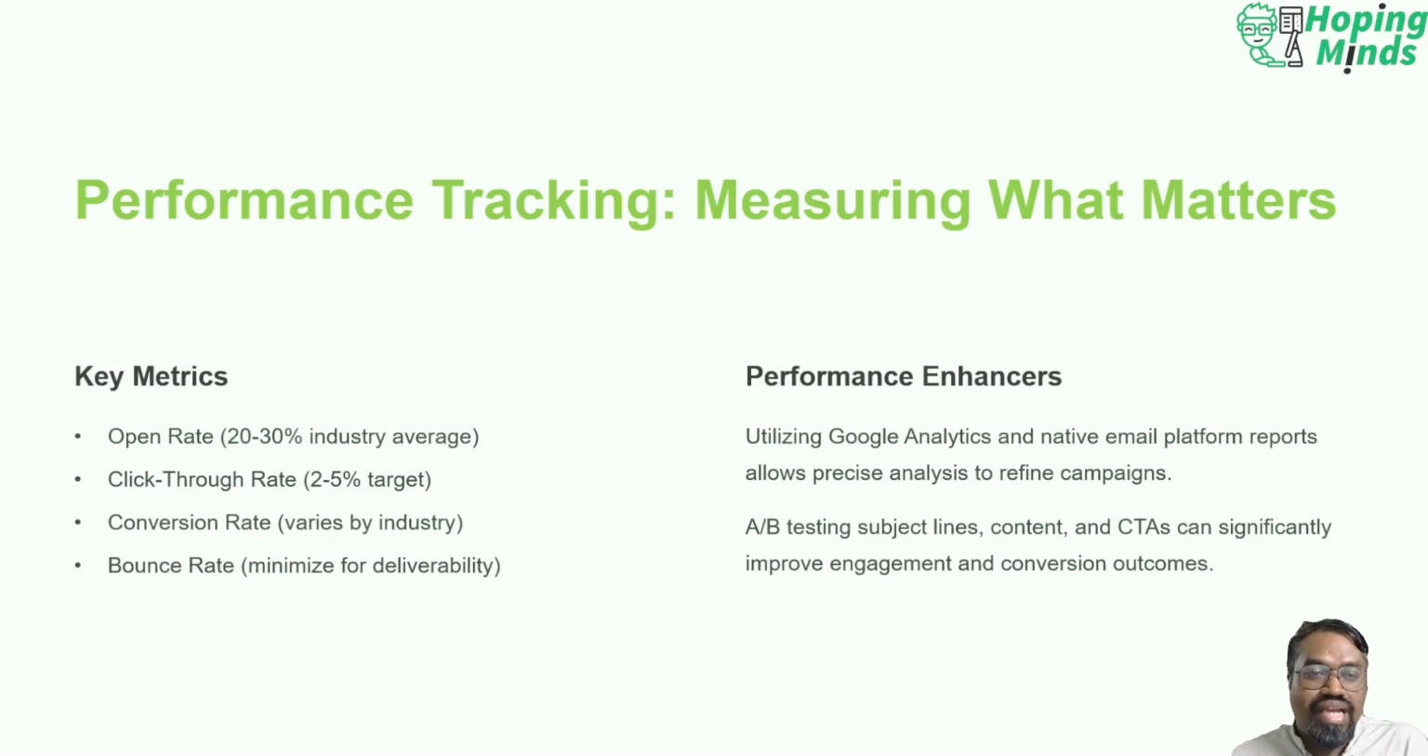Next is performance enhancers, how we can enhance the performance. We can utilize Google Analytics and native email platform reports, which allow precise analysis to refine your campaigns. Even we can set up Google Analytics in the backend wherever it can be. A/B testing subject lines, content, and CTAs can significantly improve engagement and conversion outcomes. So it is very important to do A/B testing.